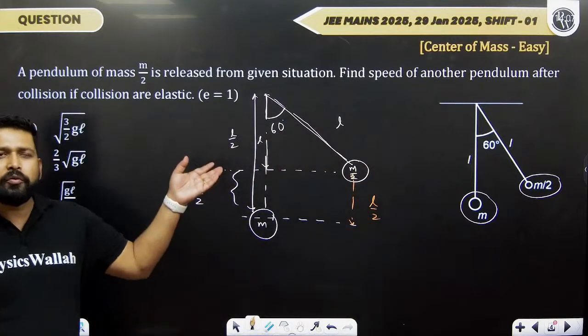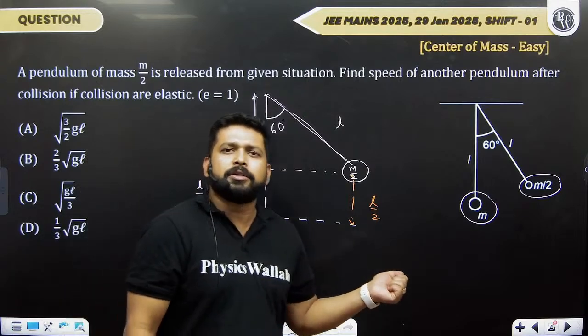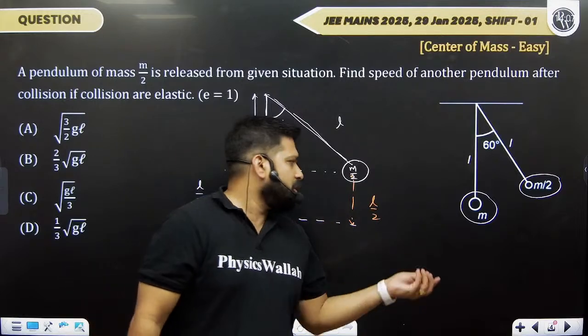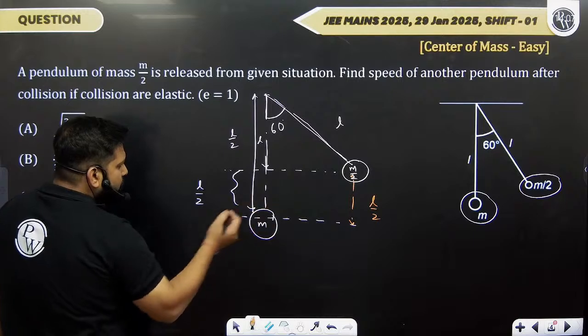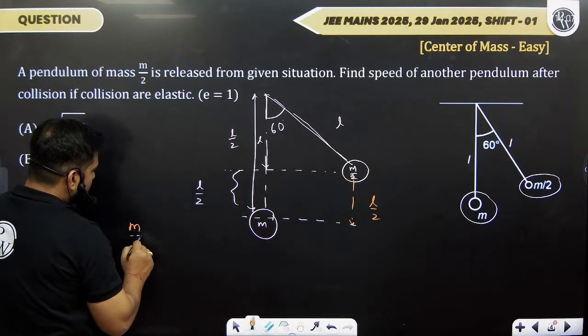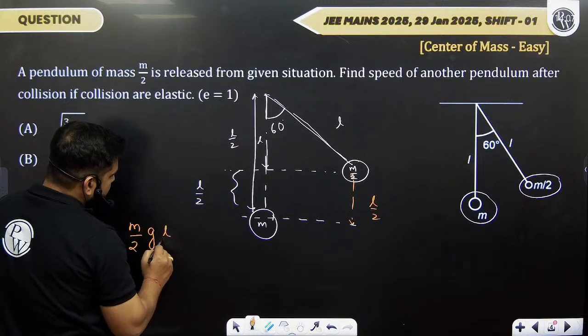So as it is moving down, it is losing potential energy, and this loss of potential energy is getting converted into kinetic energy, and that is certainly going to give it the velocity. Now let's calculate the loss in potential energy. That is going to be equal to m by 2, which is mass, times g times L by 2.